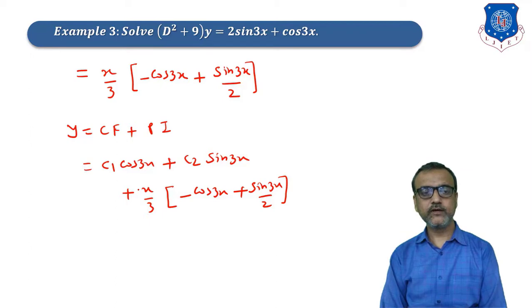So in today's lecture we have seen how to find out PI when Q of x is sine of ax plus b or cosine of ax plus b, and we have gone through 3 examples based on this topic.